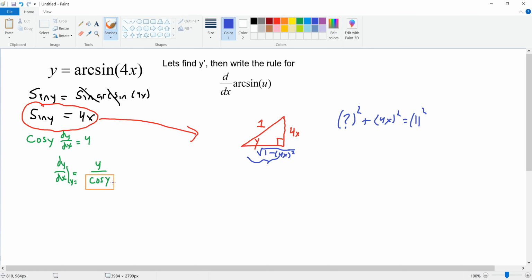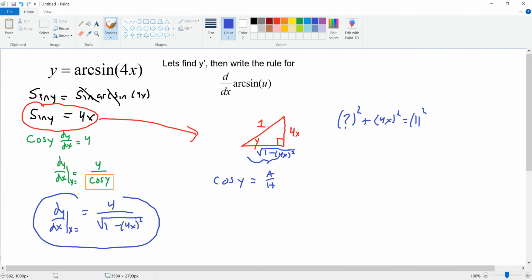So when I look at cosine of y, SOHCAHTOA tells me to use the adjacent to the hypotenuse. It's the ratio of those two sides. So the adjacent side is the square root of 1 minus the quantity 4x squared, all over 1. So I can rewrite this as 4 over the square root of 1 minus the quantity 4x squared. That's what we have as our derivative with respect to x, but using just x in the problem. This is what you would typically see on the AP exam in terms of the derivative function.